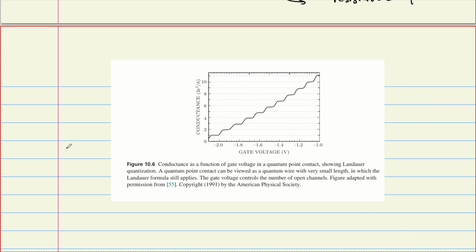Here's the experimental verification of this result. Here, the conductance of a thin wire is measured as a function of gate voltage, and you can see there are these integer steps. This is n is equal to 1, n is equal to 2, and n is equal to 3, showing Landauer quantization.